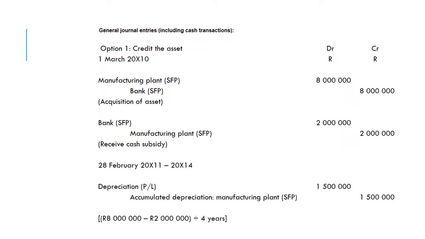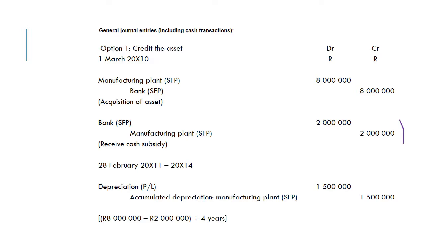So now we know we have an asset-based monetary grant, and we know we have two options of presentation from which we can choose. Okay. We are looking at the first option, which is to credit the asset. So the company buys the manufacturing plant, which is the journal we all know. Then when we receive this grant, we debit our bank, and then we credit our manufacturing plant, which is the cost of this asset. Okay, very important.